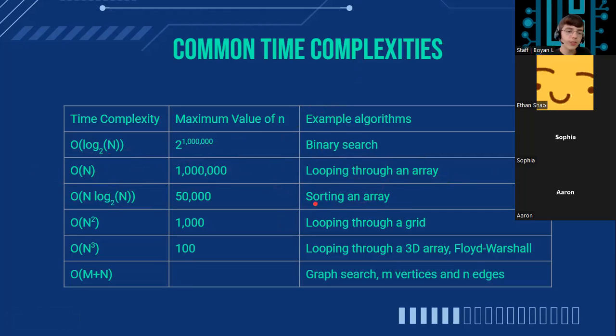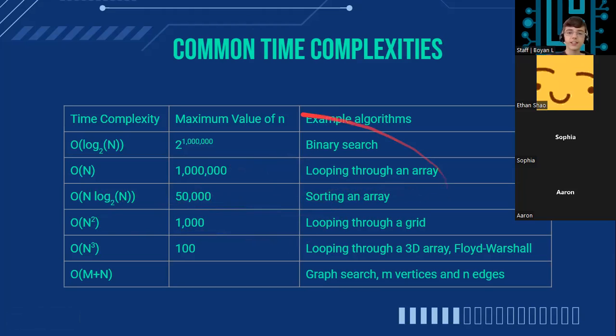If we look at some other algorithms that take a bit more time, for example, sorting an array takes O of n times log base 2 of n operations. That means that our value of n in a USACO question can only be up to 50,000 if we want to sort an array. If n is more than 50,000, then we're going to have to find a different technique to solve the problem.